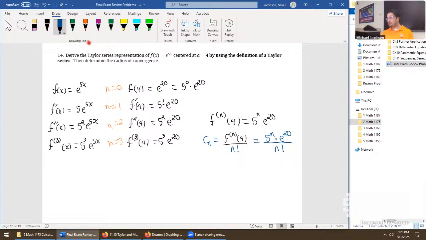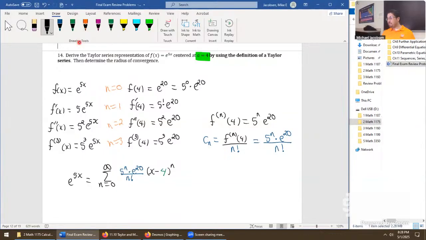Once you get Cn, you essentially have the entire Taylor series. The original function was e power 5x. And now we have this wild representation. It can be re-expressed as a sum starting at this index, which fits the pattern cleanly, going from 0 up to infinity. Throw in coefficient, 5 power of n, e power 20 divided by n factorial, and then multiply it by x. Here's where we have to be careful, minus the center, raised to power n. We've got it, folks.